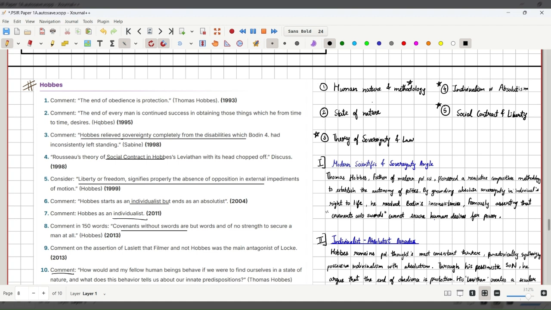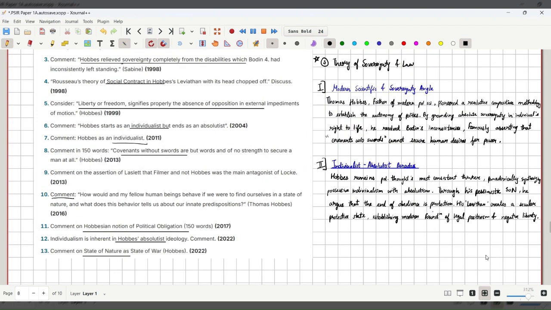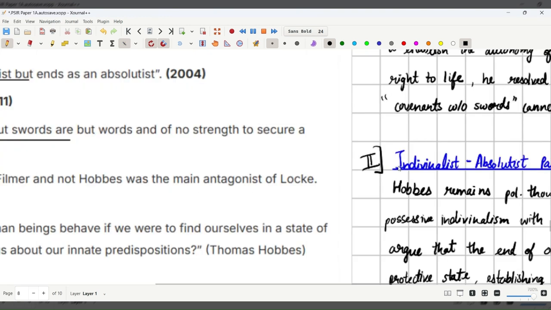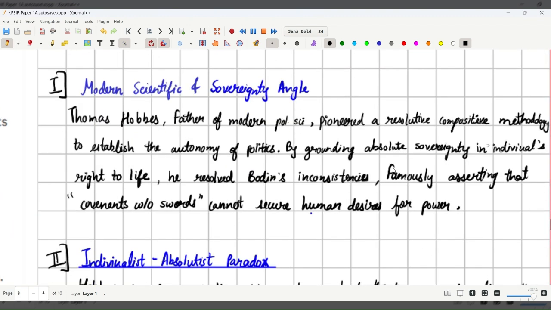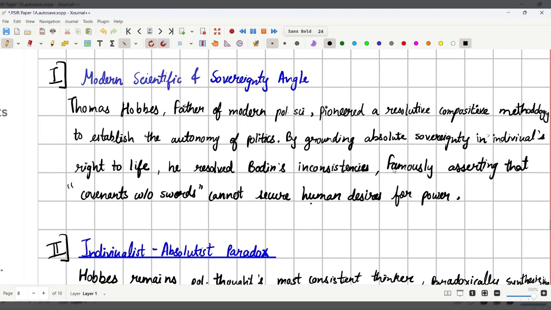That is human nature and methodology Hobbes used. Then state of nature. Then his theory of sovereignty and law. Then individualism versus absolutism. Then social contract and liberty. Then these are the two introductions I have written. So first one, if a question is asked on modern scientific and sovereignty angle, basically on social contract, then on liberty, then even if something is asked on state of nature, you can write this as well.